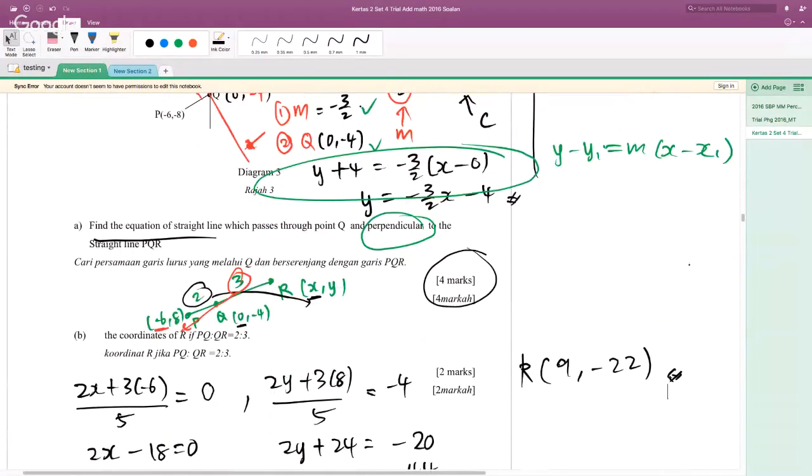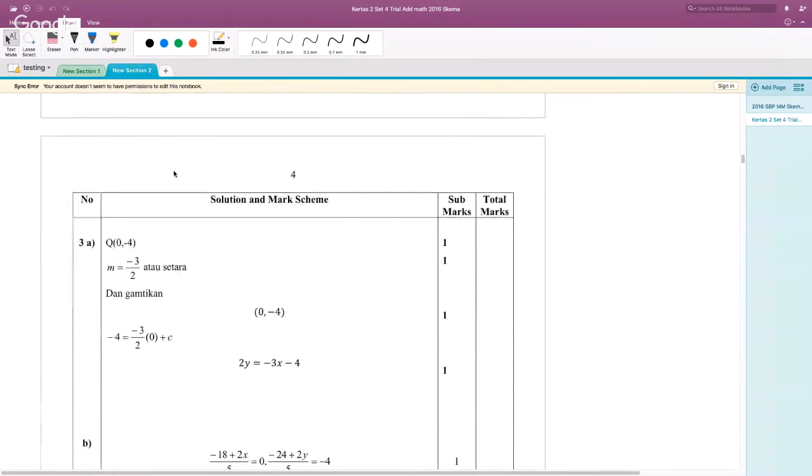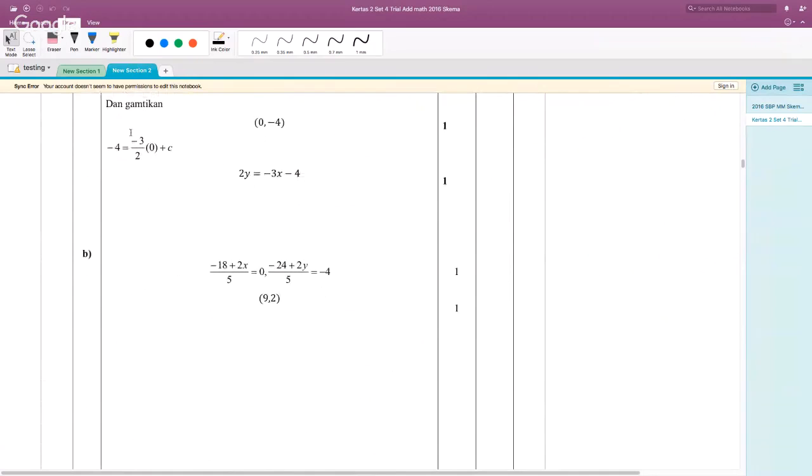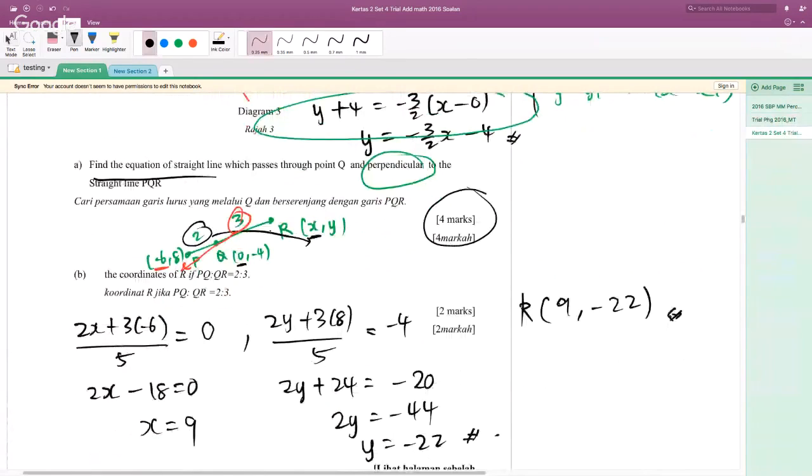Okay, let's have a look at the marking scheme. See what they got for R. Yeah, they get 9, 2. It's a very nice number. I guess I made some mistake here. Okay, so 2 multiply y and 3 multiply 8, 24, over 5 equals -4. -20.